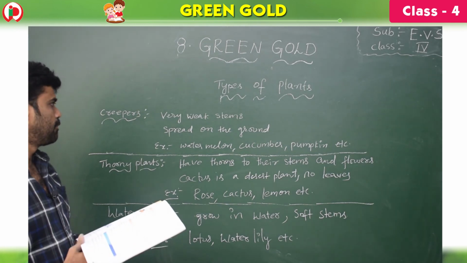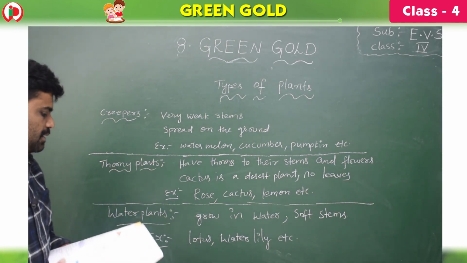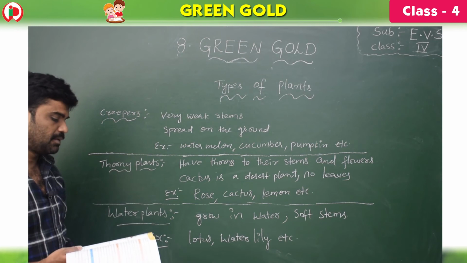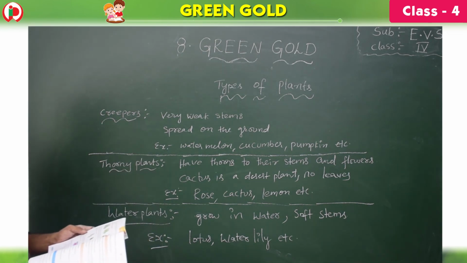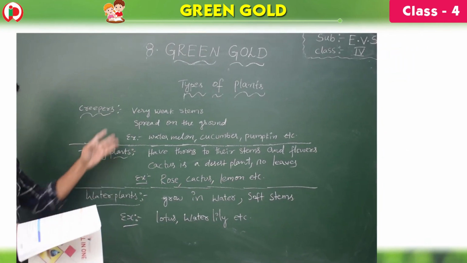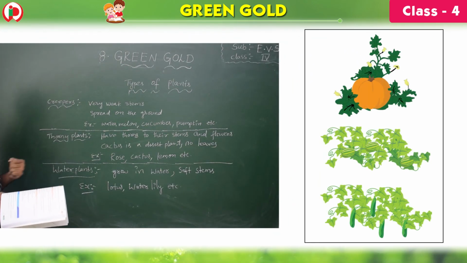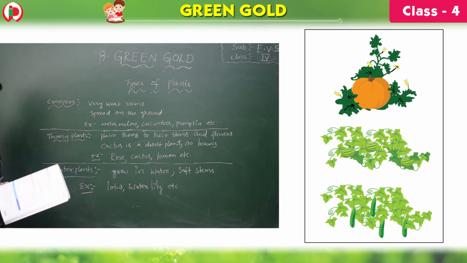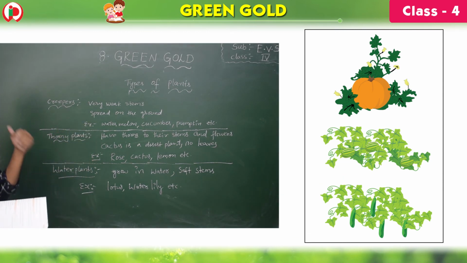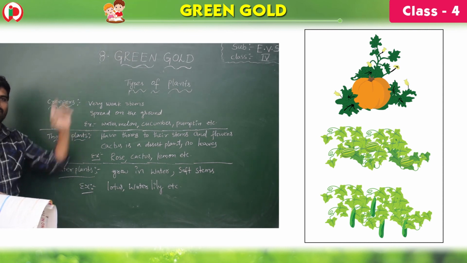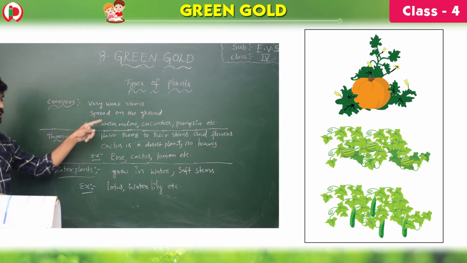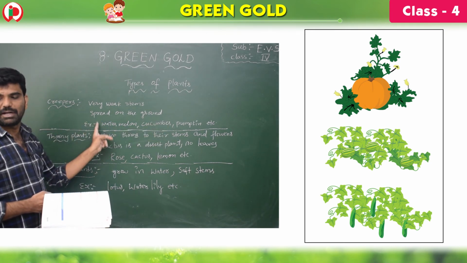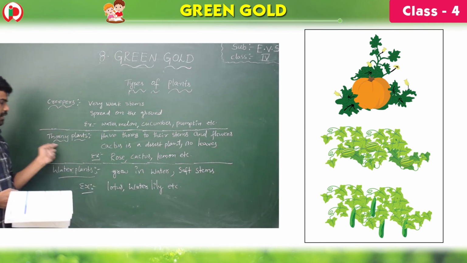Children, now see the creepers. These plants have very weak stems, children. Creepers have very weak stems like climbers. They cannot stand erect. Climbers spread on the walls, but creepers spread on the ground. The difference between climbers and creepers is that climbers spread on the walls or on other plants, whereas creepers spread on the ground. Best examples are watermelon, cucumber, pumpkin. Now let's come to the thorny plants.